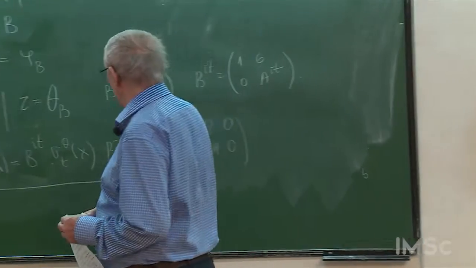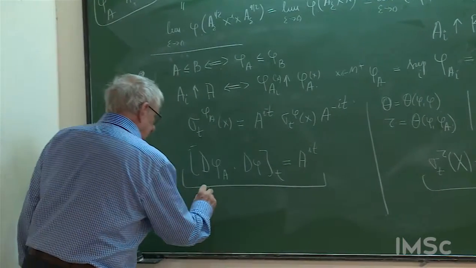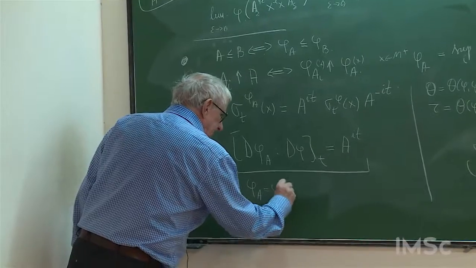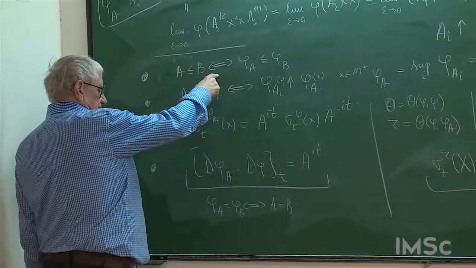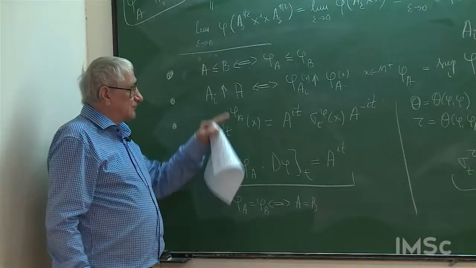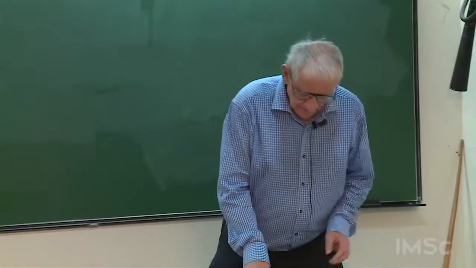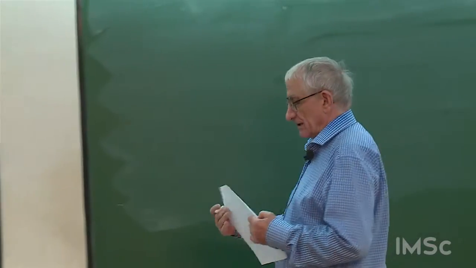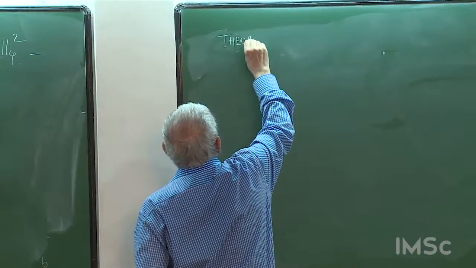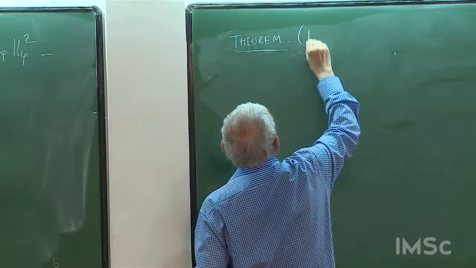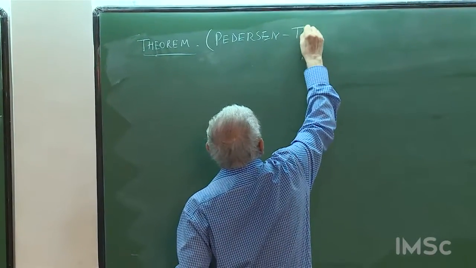Notice that from this equality, it follows again that phi A is equal to phi B implies that A is equal to B. This was proved here, but it follows also from here, where we didn't use this one. Okay. Now, we have the following theorem. You will be astonished at how simple the proof is. A theorem by Pedersen and Takesaki.